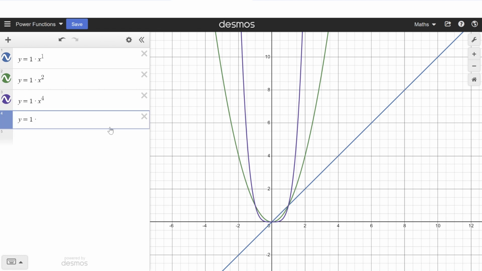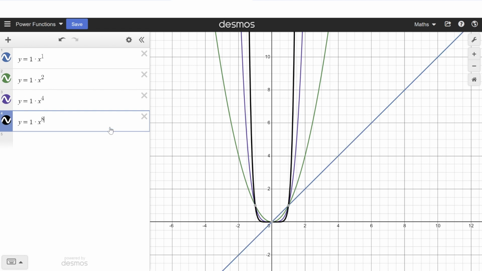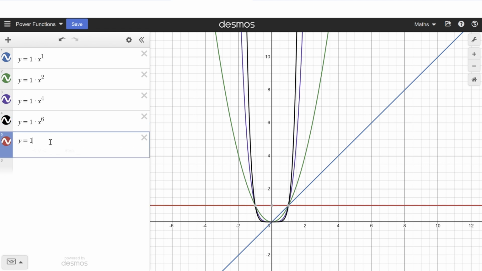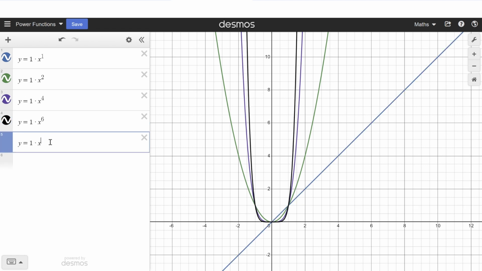So let's just put in a few more functions. y equals 1 times x to the power of 8. Does that change? Not really, I guess. What about 6? So what about when the exponent is 6? The black curve represents the graph of x to the power of 6. The red curve represents the graph of x to the power of 8.